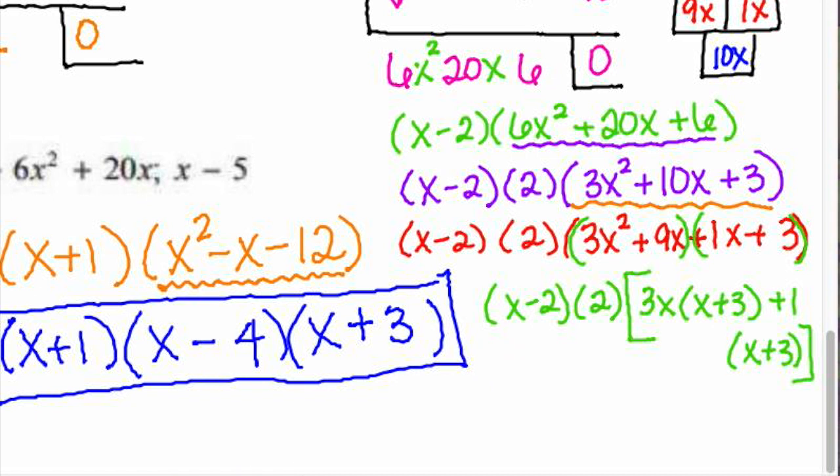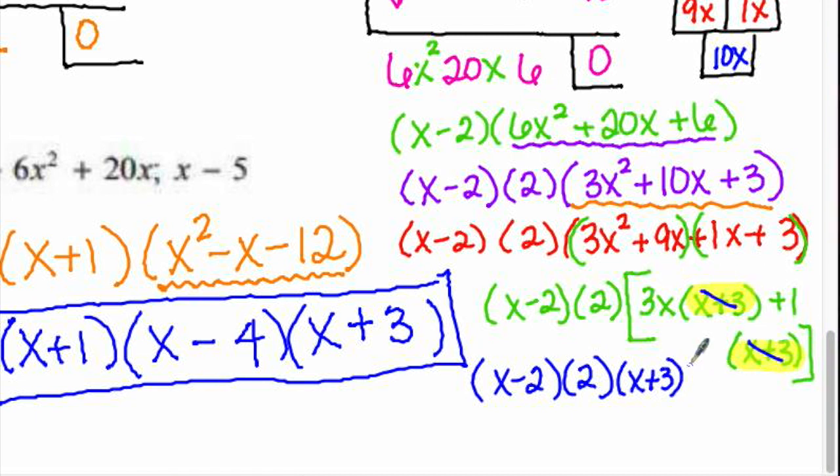All right, one more time. Rewrite the x minus 2. Rewrite the 2. Remember when you're grouping, this guy's got to match this guy, and they do. So we're going to write that down, x plus 3. So from my brackets here, after I take out the x plus 3, what is left is 3x plus 1.